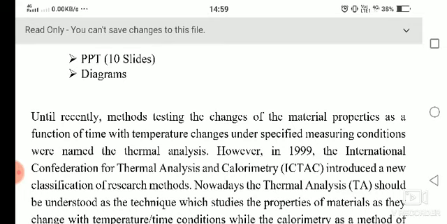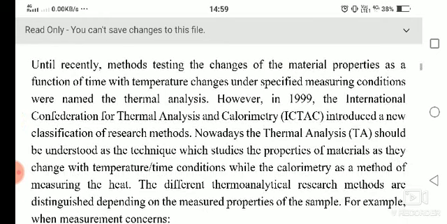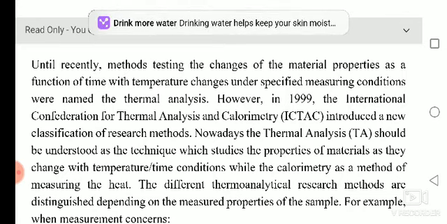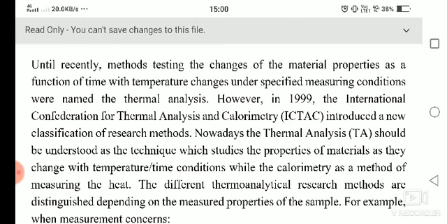However, in 1999, the International Confederation of Thermal Analysis and Calorimetry introduced a new classification of research methods. Now, thermal analysis should be understood as a technique which studies the properties of materials as they change with temperature and time conditions, while calorimetry is a method of measuring heat.